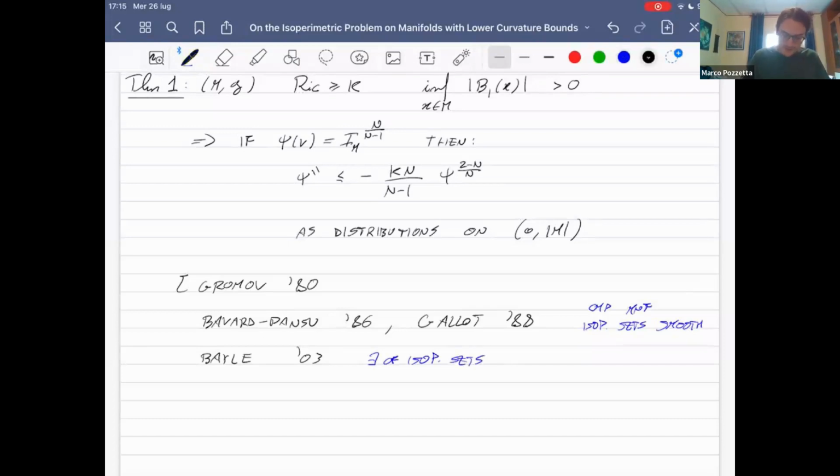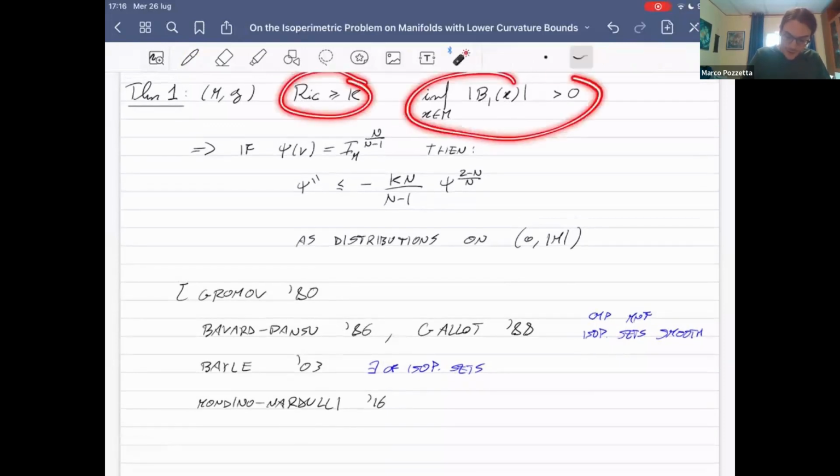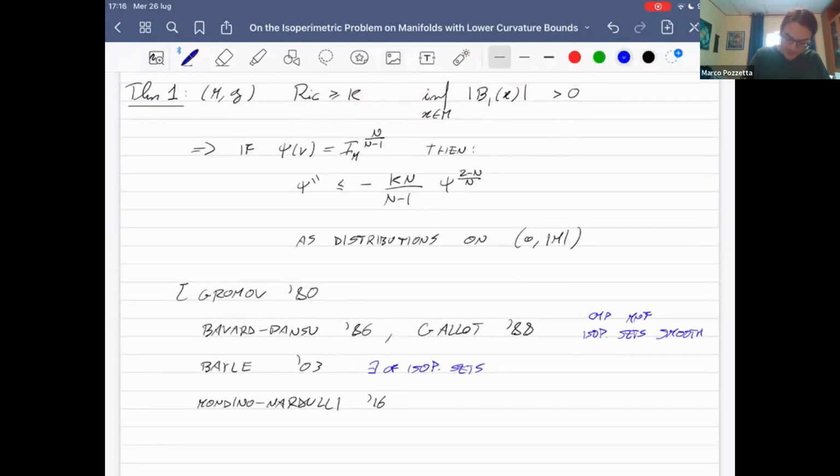And the first time, to my knowledge, where this inequality was proved without assuming existence of isoperimetric sets was in a more recent paper by Mondino and Nardulli in 2016, where they deal with manifolds having these two assumptions plus some assumptions at infinity, so some asymptotic assumptions in the case of non-compact manifolds.